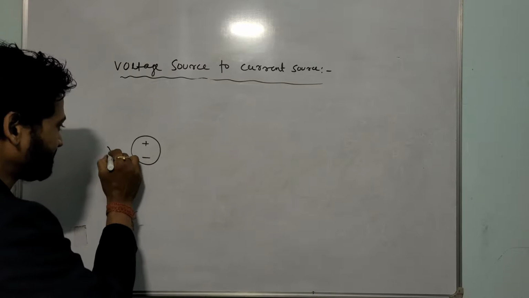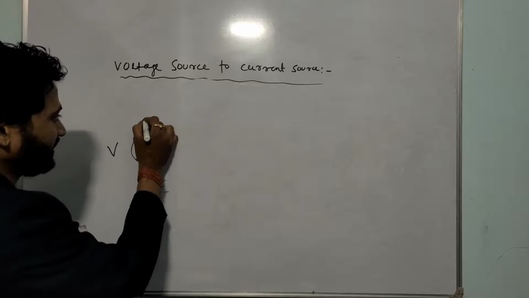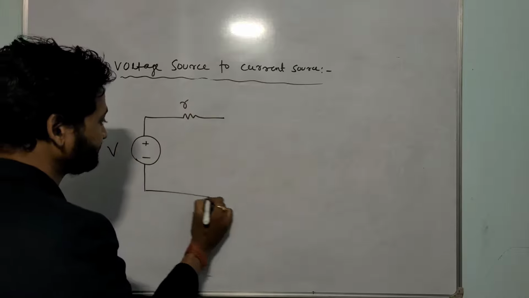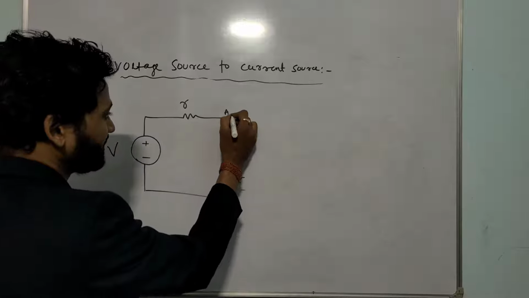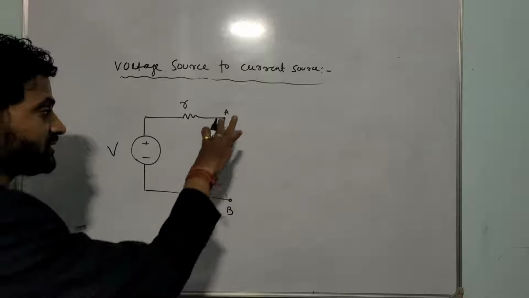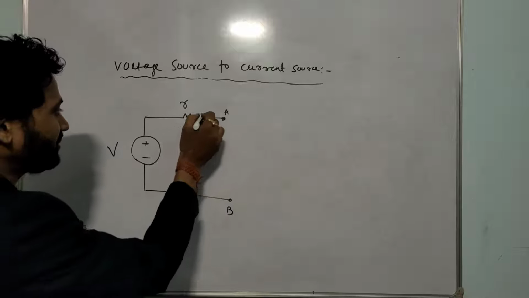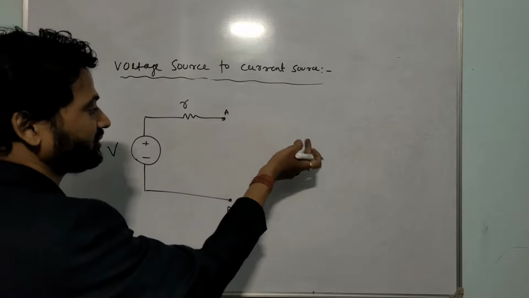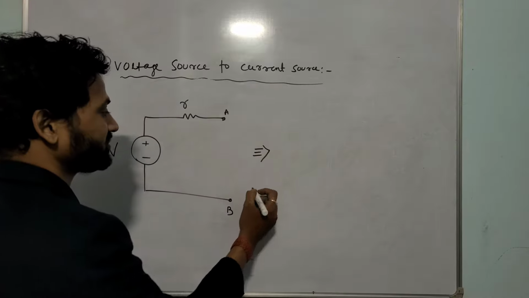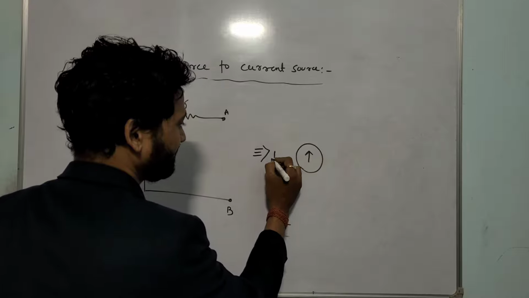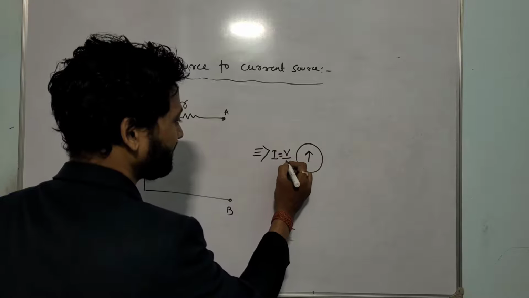Let this one be your voltage source. Voltage is V and internal resistance is, let it be small r, and the output side is AB. Here we can keep an external resistance to measure the output voltage. But now the point is, this is a practical voltage source. That practical voltage source can be converted to a practical current source. And in the current source here, the current value is V upon R.